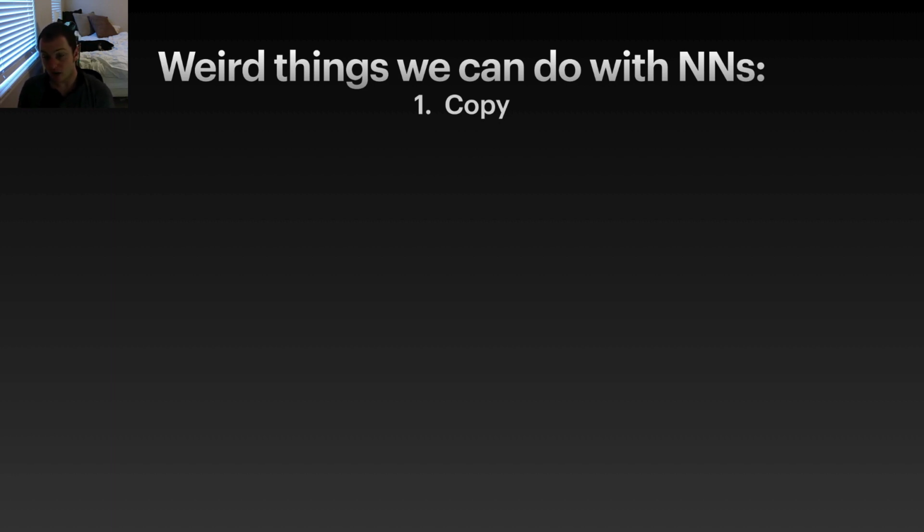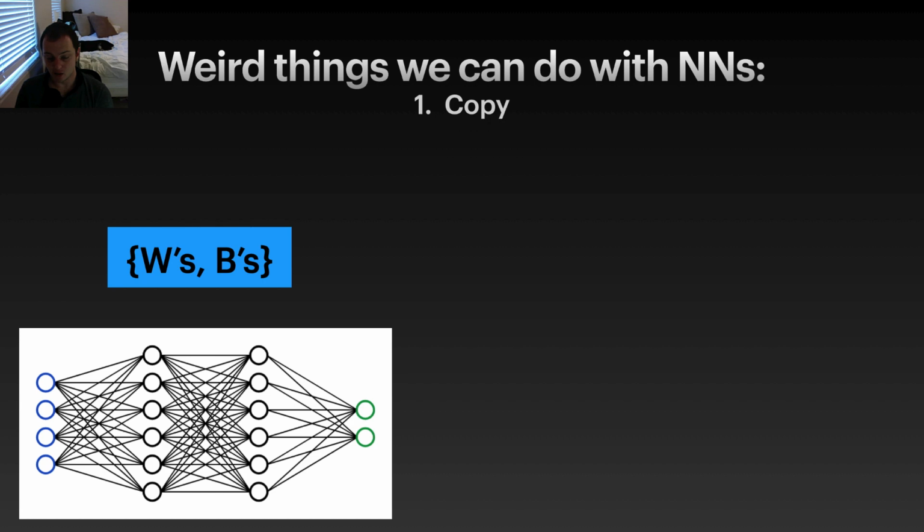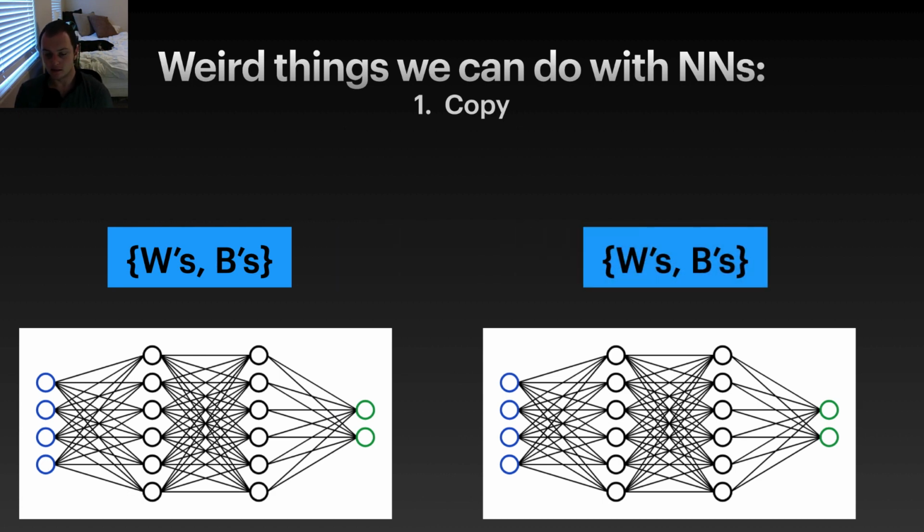So one of the things we can do is copy the network. Say I have a neural network here, and it has a set of weights and biases that correspond to the different neurons. And what I can do is take this structure and just copy the structure over. And I can take the weights in the first network and copy the weights over as well. So now I have two copies of the same network.